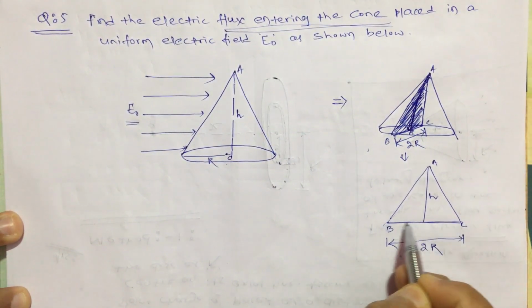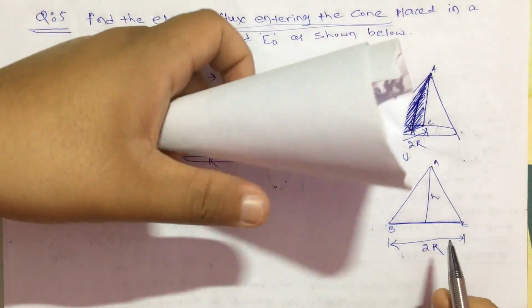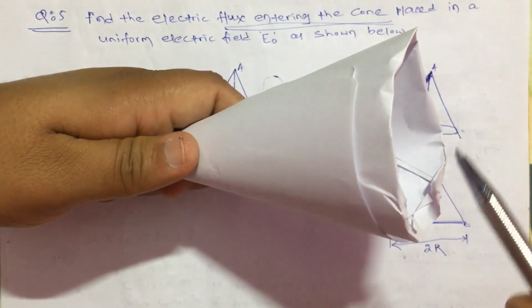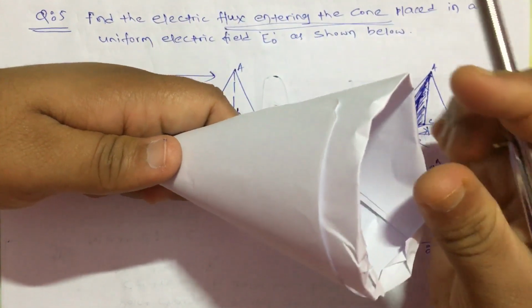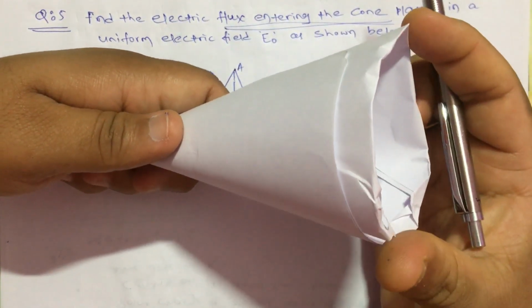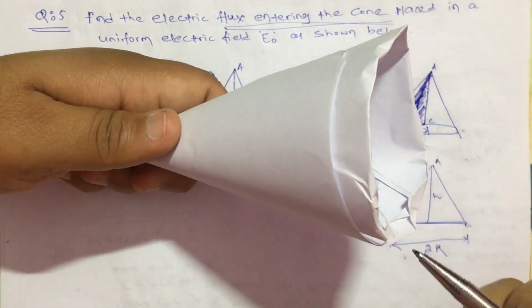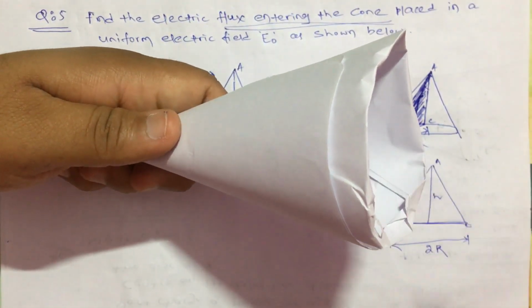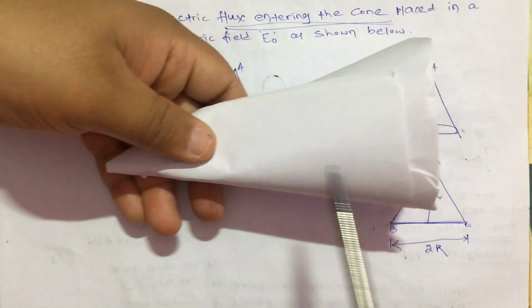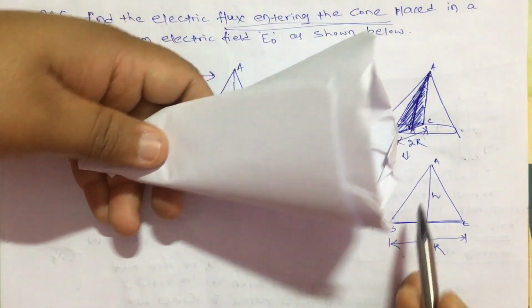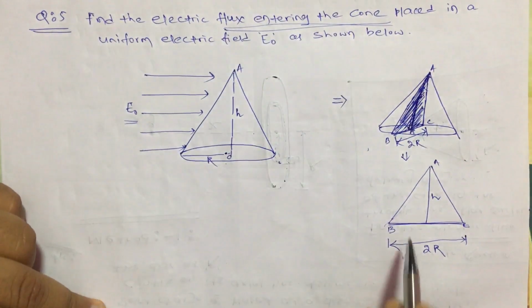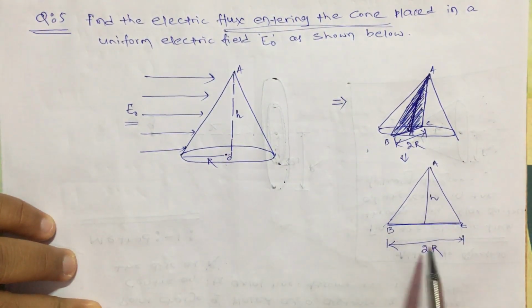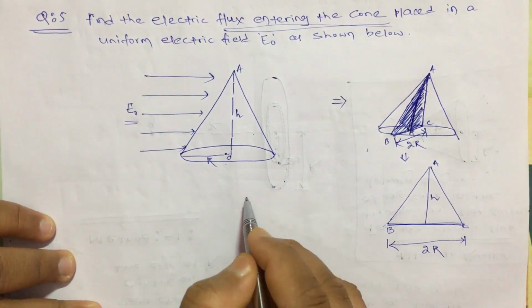This length is going to be 2r, because in this cone you can see this triangle which is passing through the center, and the radius is given as r. So the total base of that triangle is going to be 2r, and the height is this height, from here to here, which is already given as h. So you have to find the area of a triangle with height h and base 2r, and we know it is very simple.